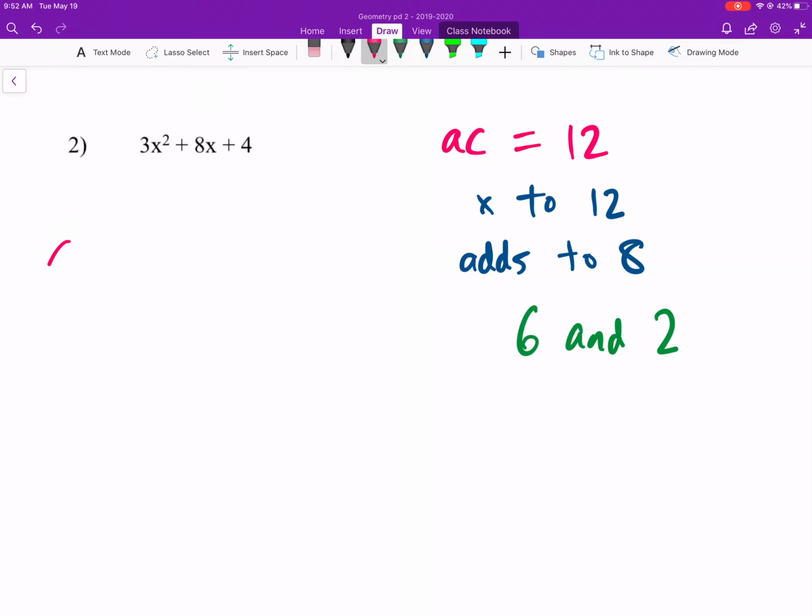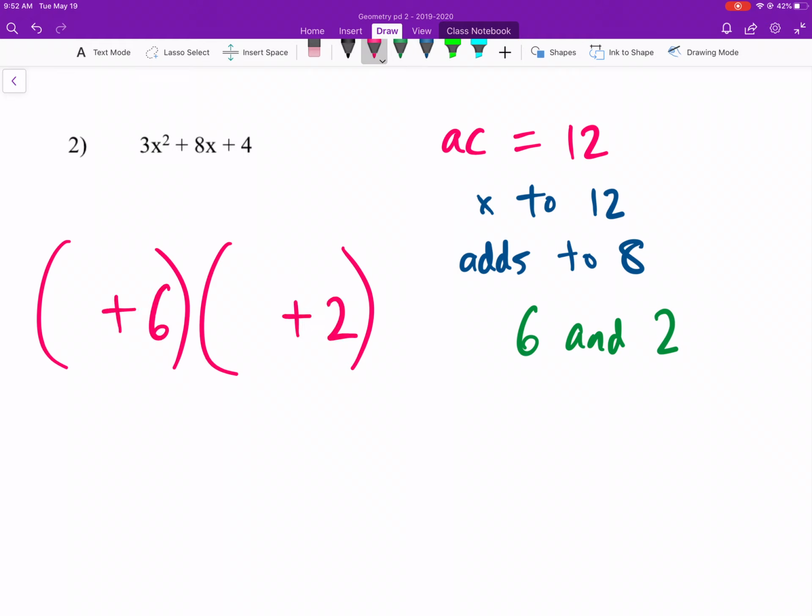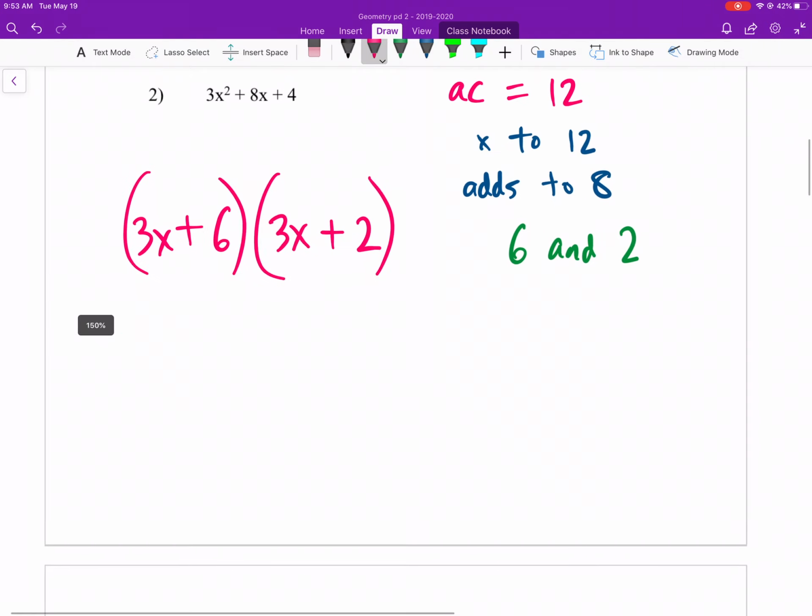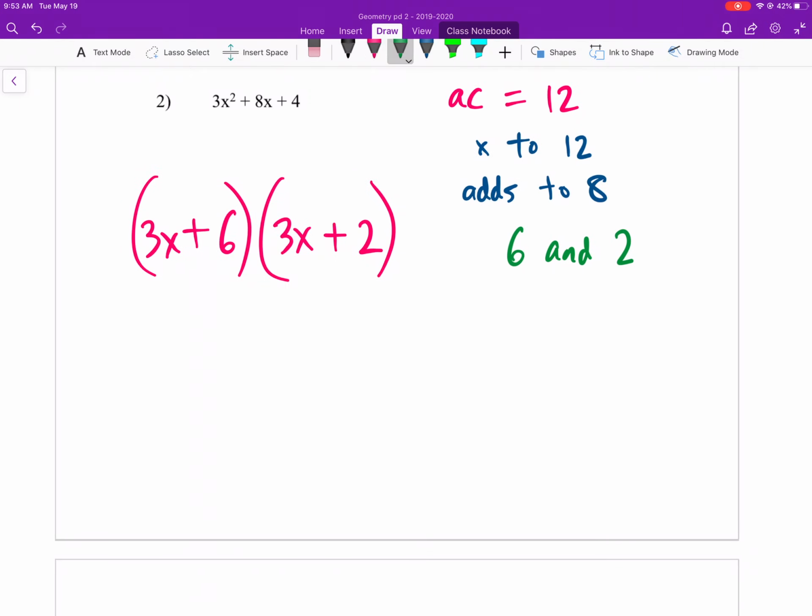All right, so we open up our two parentheses. We'll have our positive 6 and our positive 2. And remember what we throw in front of these values now? Not just x. We need the a value with x, so it would be 3x and 3x. Remember, we could break one or more of these down at this point. You can see the first factor, 3x plus 6. You can divide those by a common factor. So you can divide both of those by 3.